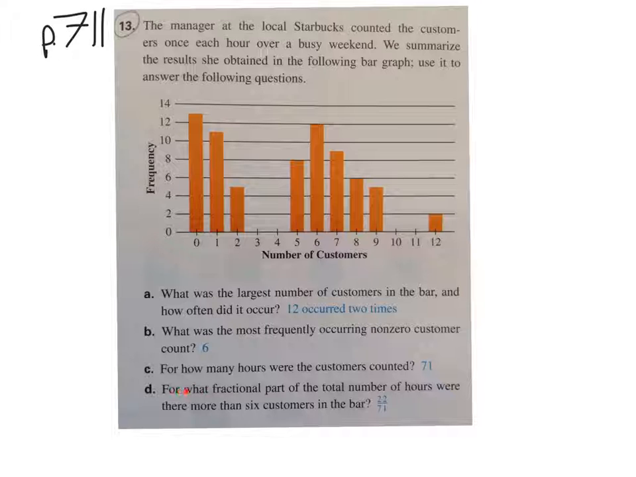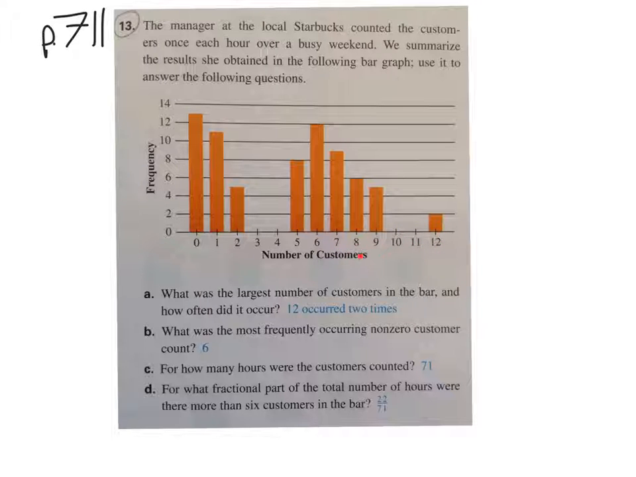And then lastly, for what fractional part of the total number of hours were there more than 6 customers in the bar? Well, the total number of hours we just counted was 71, right? And when it says for what fractional part, they just basically want a fraction over 71. Now the part we have to figure out is for how many hours were there more than 6 customers in the bar? So here's 6. We want more than it though. So how many times were there 7, 8, 9, 10, 11, and 12?